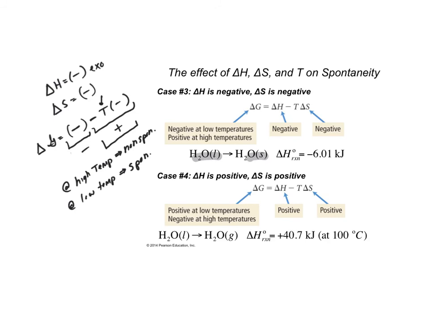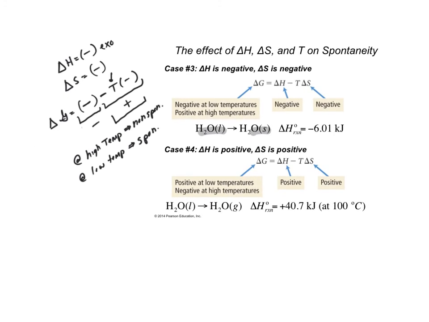So one more. I'm sorry. I apologize. I know this is terrible. So case number 4 is going to be the opposite of case number 3. So in case number 4, we're going to have a positive value for enthalpy. So we'll have an endothermic reaction. We're also going to couple that with a positive value for entropy. Okay, so this is going to be an increase in disorder.